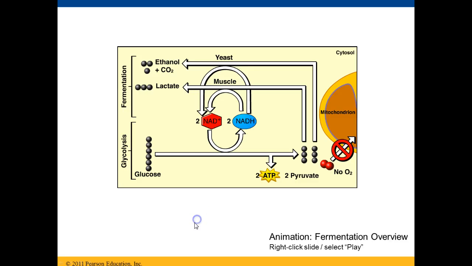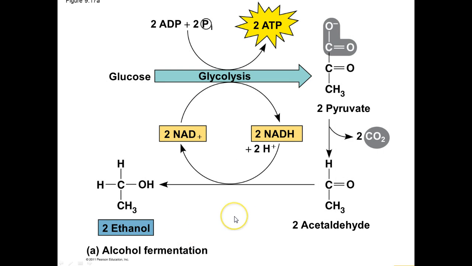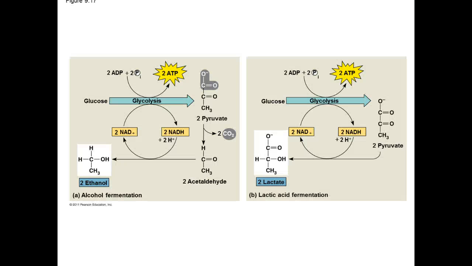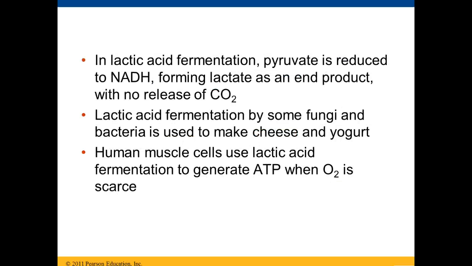This is the part, there we go. So this is showing you alcohol fermentation. The 2 pyruvate are converted to 2 acetaldehydes. We're going to release carbon dioxide here and then make 2 ethanols. And we'll go back to lactate in a second.